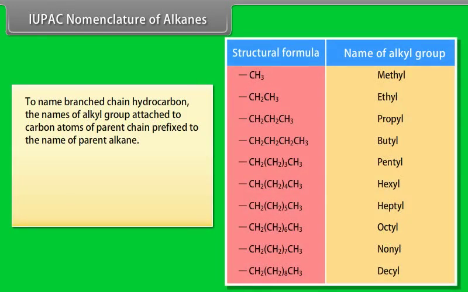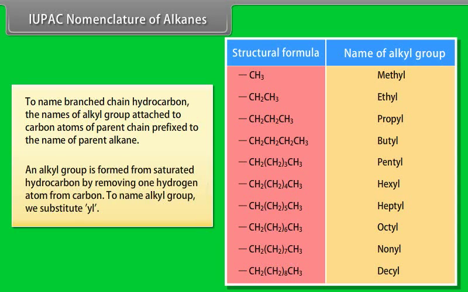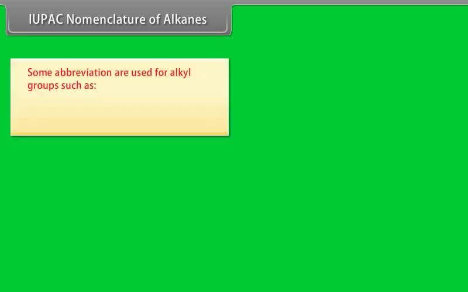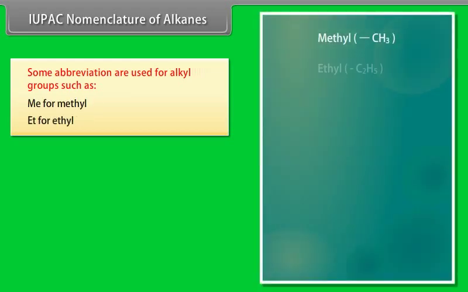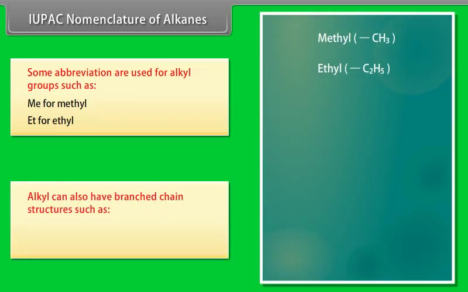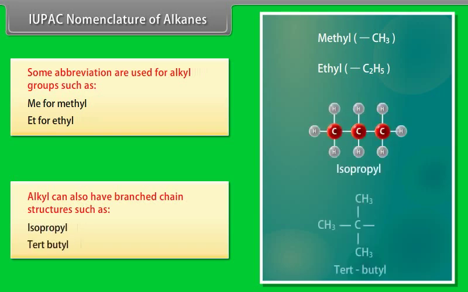To name a branched chain hydrocarbon, the names of the alkyl groups attached to carbon atoms of the parent chain are prefixed to the name of the parent alkane. An alkyl group is formed from a saturated hydrocarbon by removing one hydrogen atom from a carbon. To name an alkyl group, we substitute -yl. Some abbreviations are used for alkyl groups, such as Me for methyl, Et for ethyl. Alkyl groups can also have branched chain structures such as isopropyl, tert-butyl.